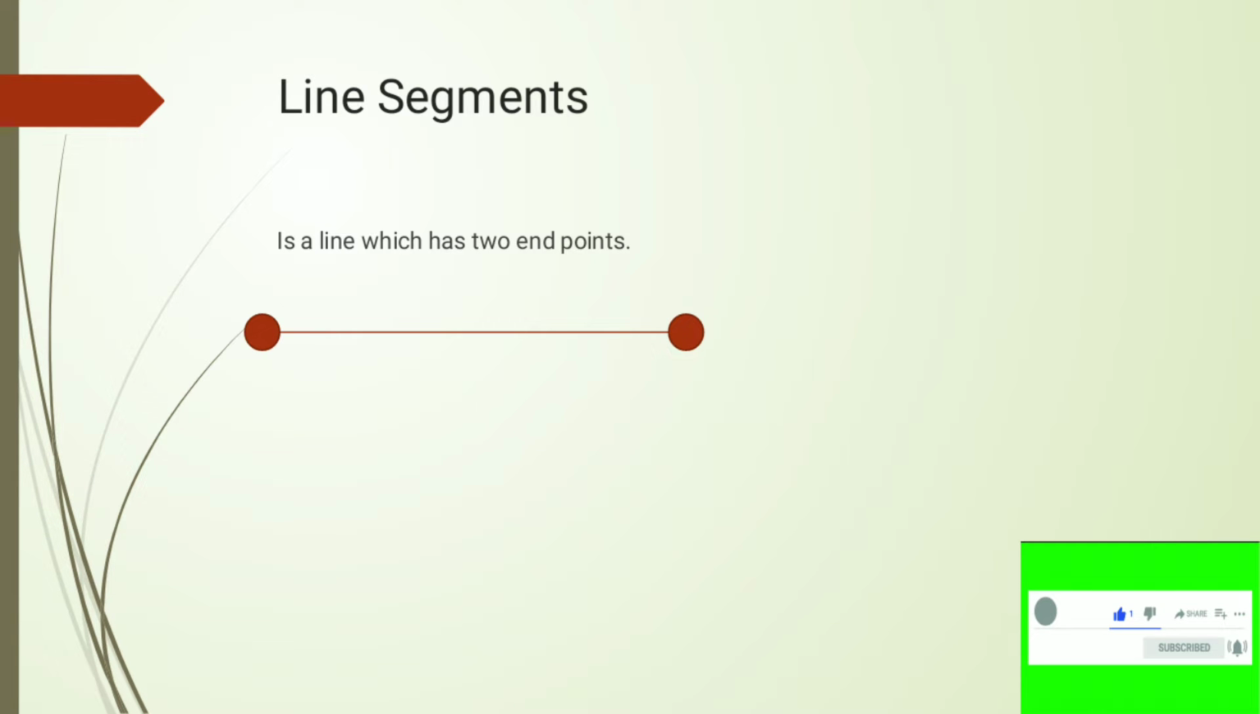What is a line segment? A line segment is a part of a line. It has two endpoints. We will learn how to draw and measure line segments and how to write them.